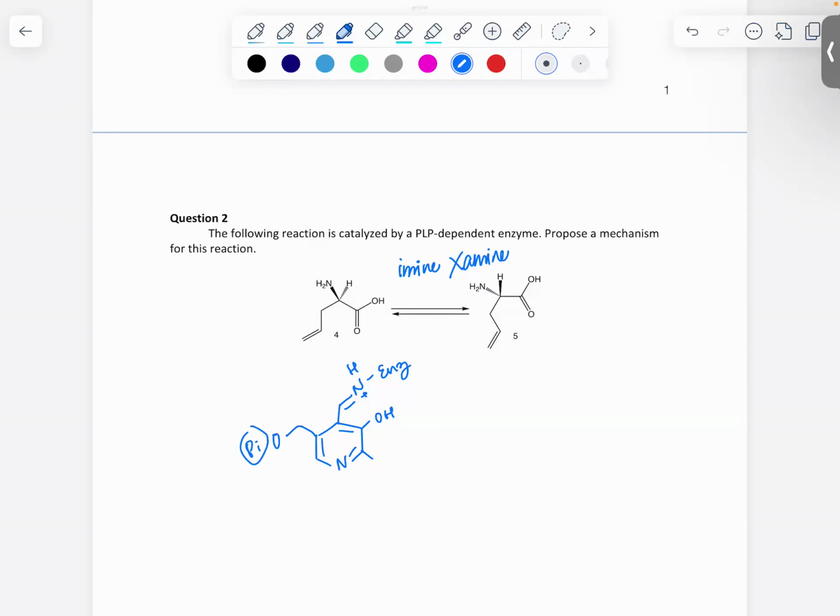And so our first part of this is going to be imine transamination, where we'll basically trade this amine for an imine bound to number 4. And that will look something like this.